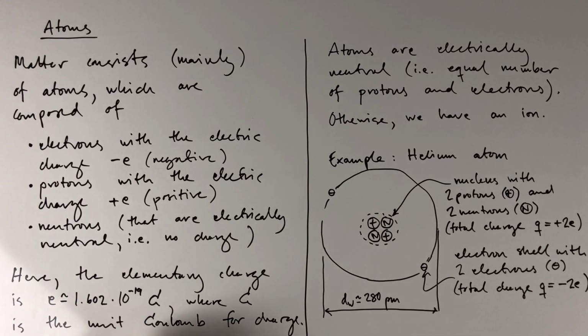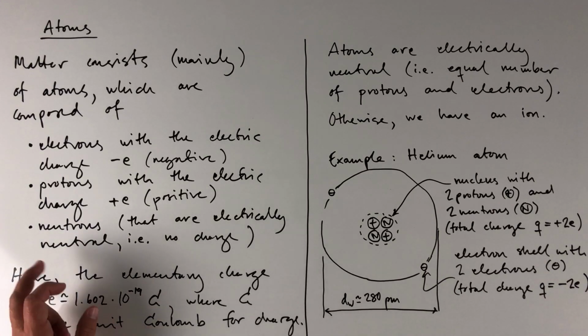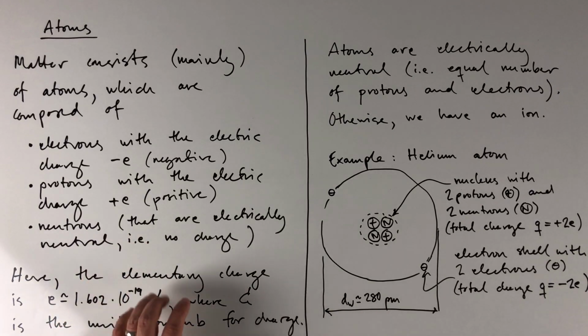The neutrons, the third elementary particle that we have, are electrically neutral. That is, they do not have any electrical charge. So the charge for the neutrons is 0.